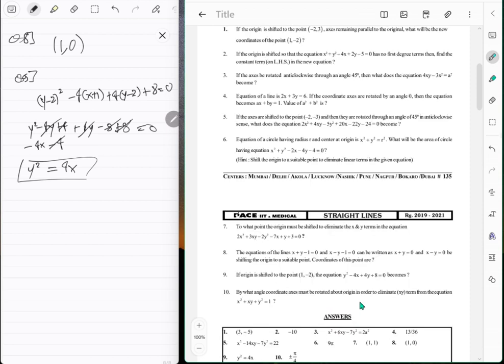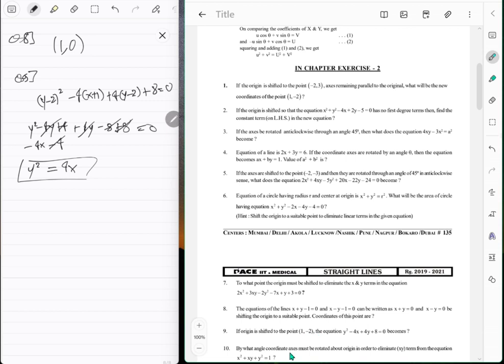By what angle must the coordinate axes be rotated about the origin in order to eliminate the xy term from this equation? Okay.